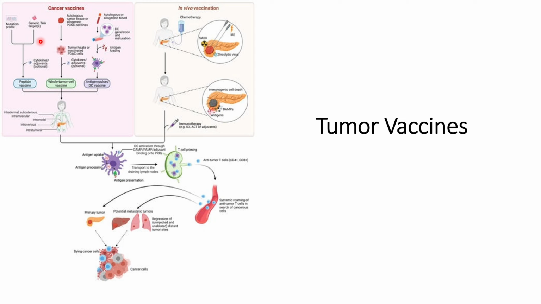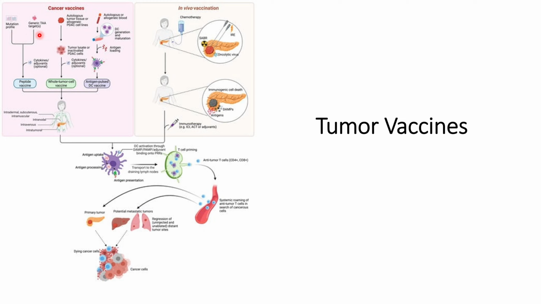The other category of vaccines is based on mutation profile, or we can say it is customized based on the mutation profile of the individual. So let us understand the ideas behind those kinds of cancer vaccines and how they can be made.